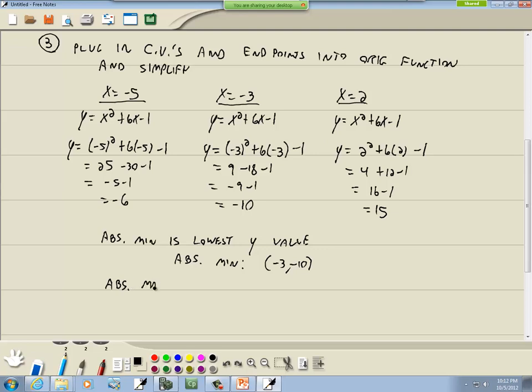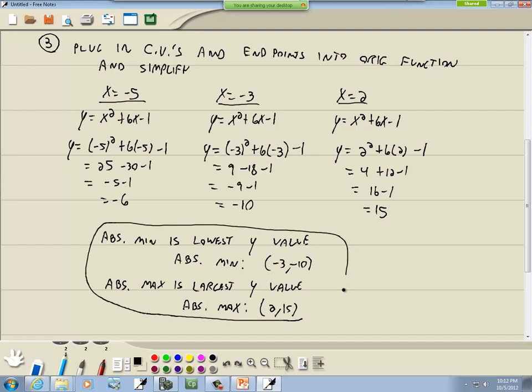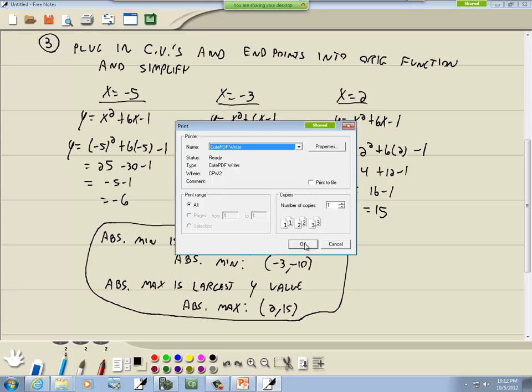Now our absolute max is the largest, the highest y value. So for this problem, our absolute max, the highest y value, is the 15, so our absolute max is 2, 15. And those will be our answers. Let me save that and we'll look at another problem.